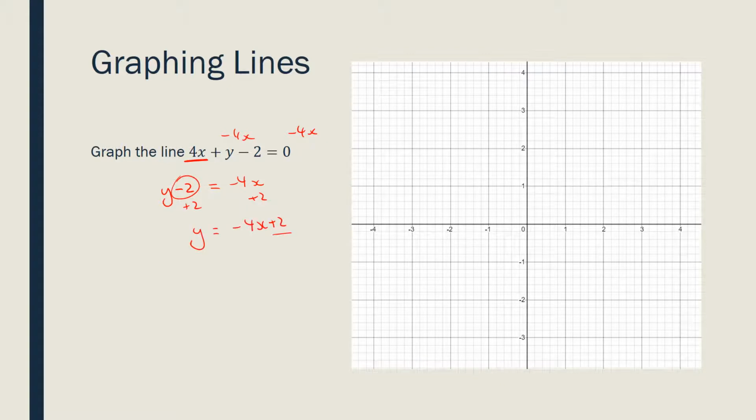Now we have our y-intercept, which is 2. So we can put our dot there. And our gradient is minus 4. So it's going to rise minus 4. So we're going to go down there, and it's going to run 1. And we get this point there. So our line is going to look something like this. Again, when you're doing this in person, you should be using a ruler. So you get 4x plus y minus 2 equals 0. And that's the answer for that equation.